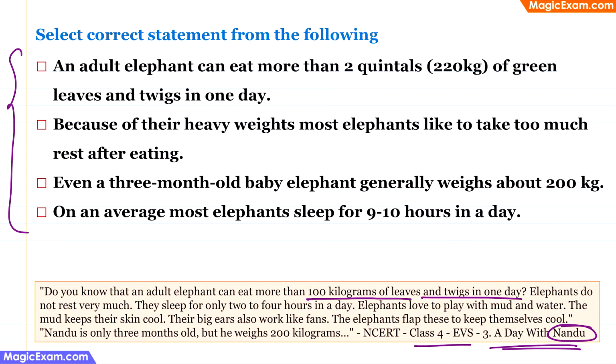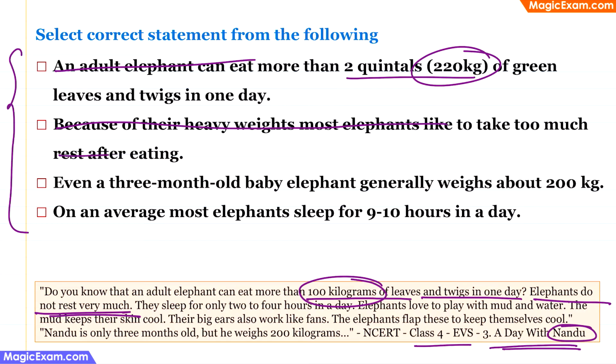Now the first statement says that the adult elephant can eat more than 2 quintals, that is 220 kgs. Therefore, since it is mentioned 100 kilograms here and there is 220 kilos here, this statement is incorrect. Then, because of their heavy weights, most elephants like to take too much rest after eating. Whereas in the chapter it is mentioned that elephants do not rest very much. Therefore, statement 2 is also incorrect.